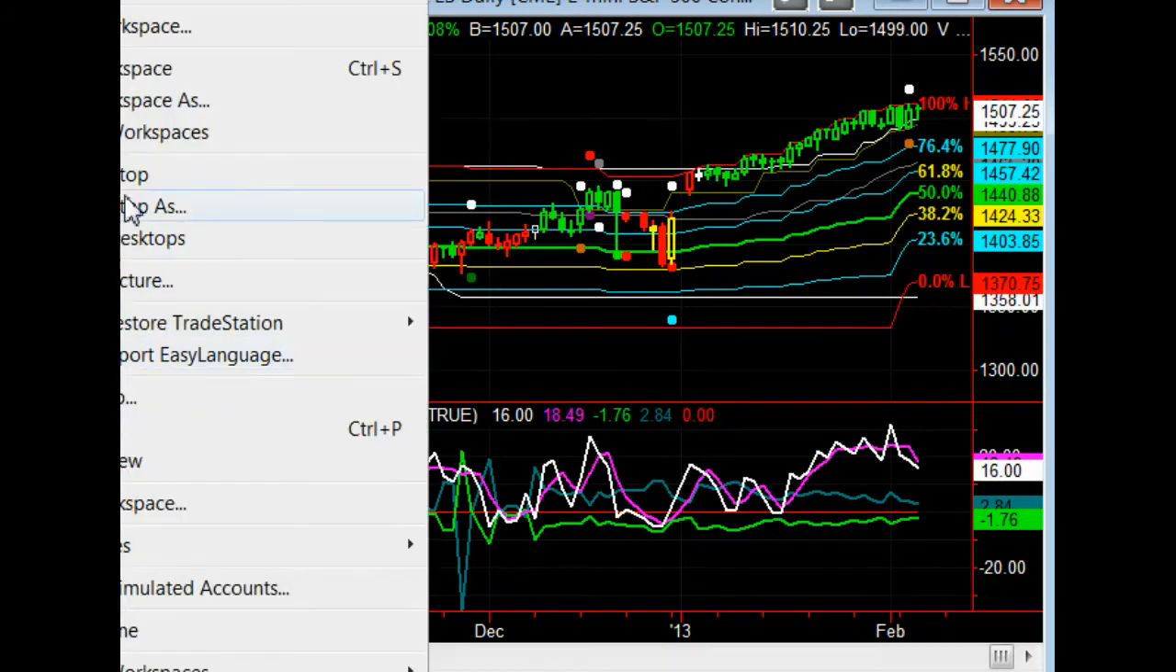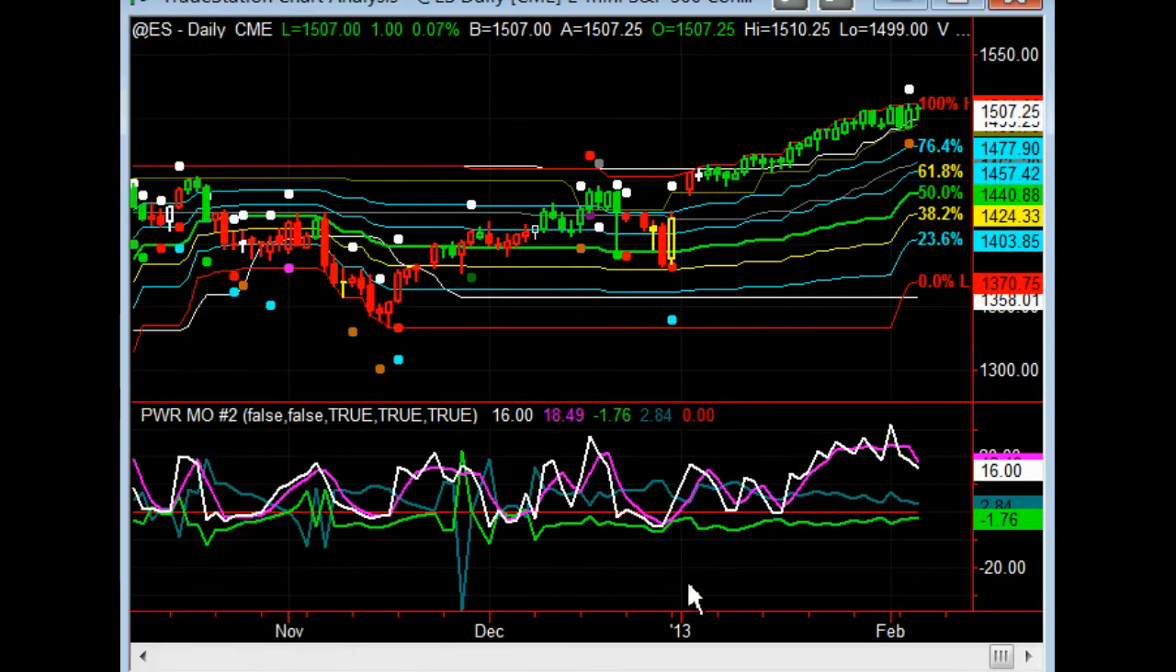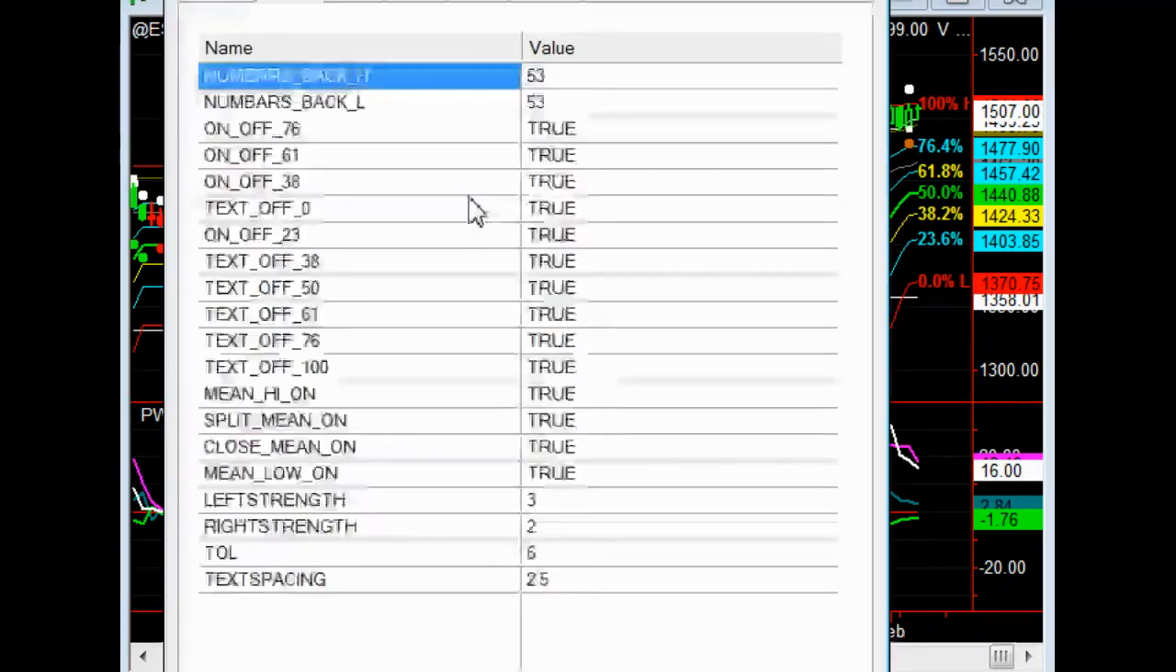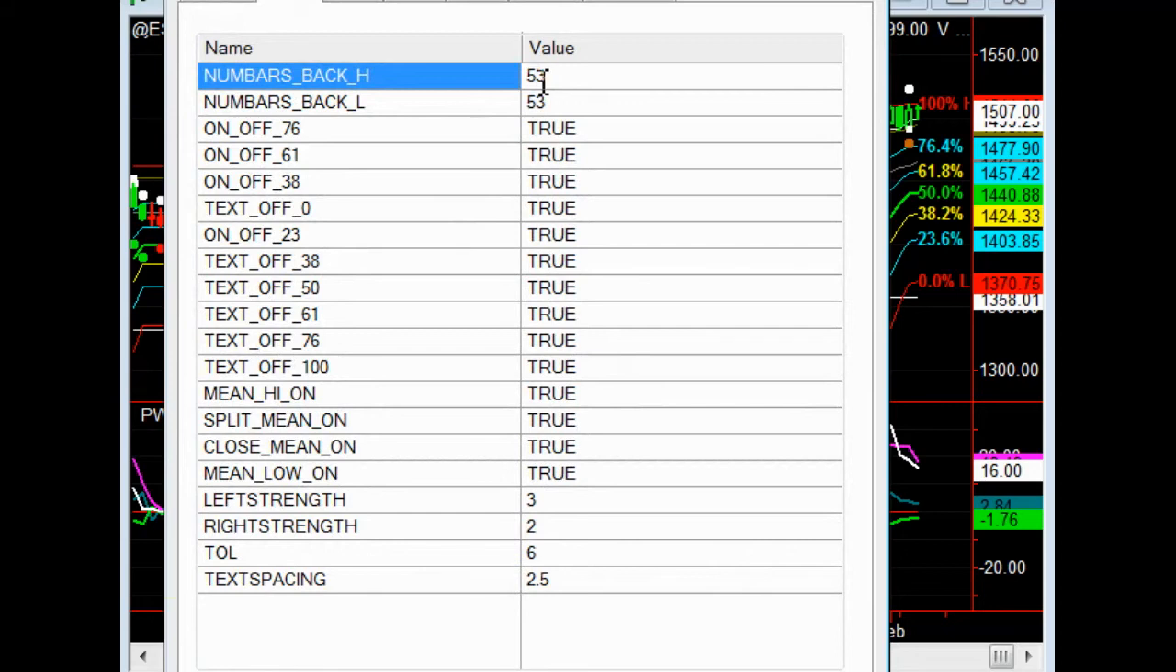I do need to do one thing real quick. Save that workspace. So you can look at these now from an input standpoint as well. All you're going to be able to change when it comes to formatting the setup will be the distance back that you're looking.